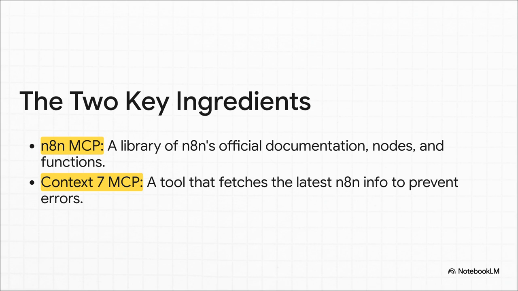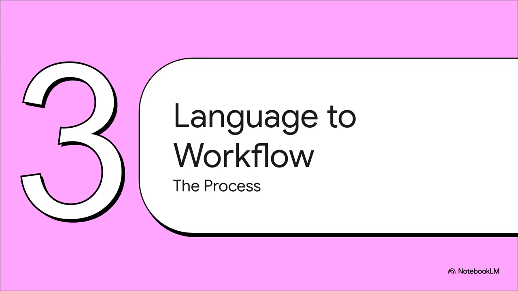It goes out and fetches the very latest documentation, making sure our chef isn't working from an old, expired recipe that's just going to fail. All right, so we've got our chef, we've got the pantry. How do we actually order our meal? This is where things get really interesting. This is the part that's kind of mind-blowing.